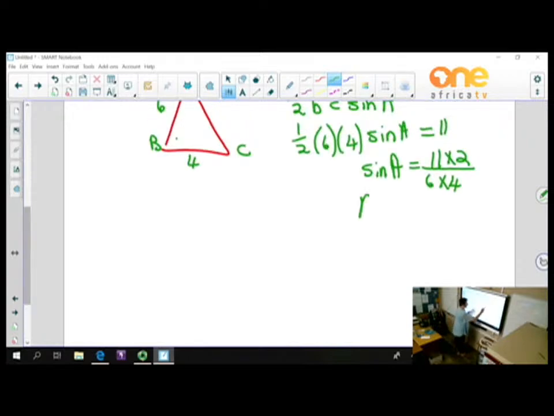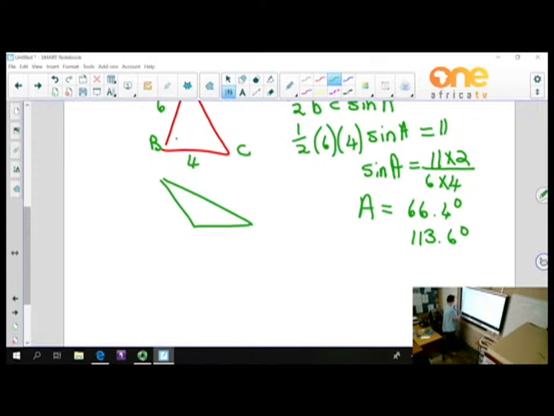and A, look there that I write A now. It doesn't stay sine A. That's mathematically not correct. It's A now. And A is 66.4 degrees. Again, it could have been an obtuse angle. It might have been that obtuse angle there. So 180 minus that, and the other possibility is 113.6 degrees that we have there.